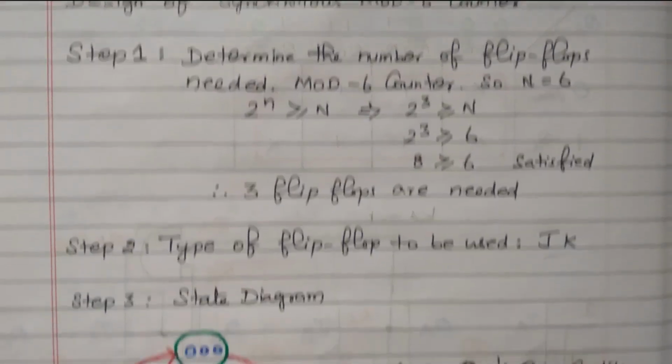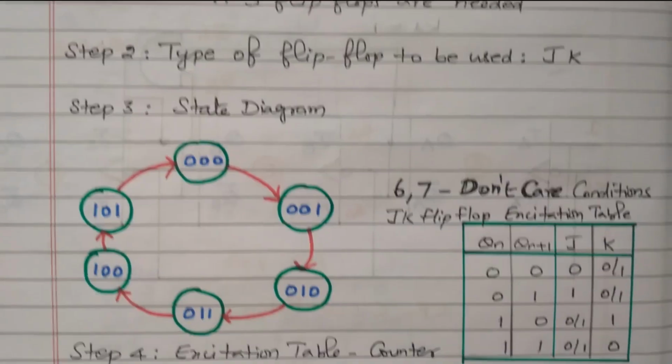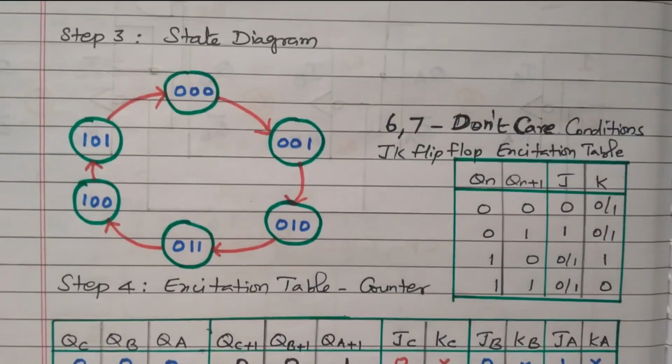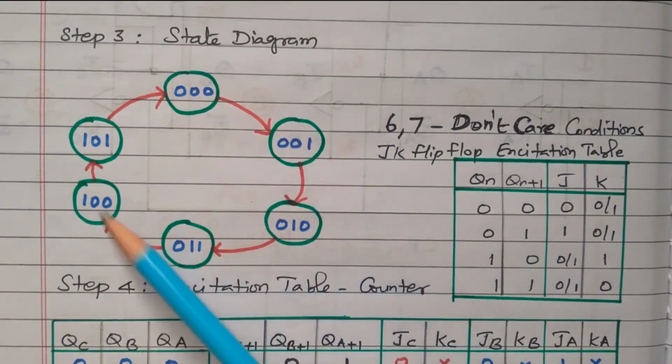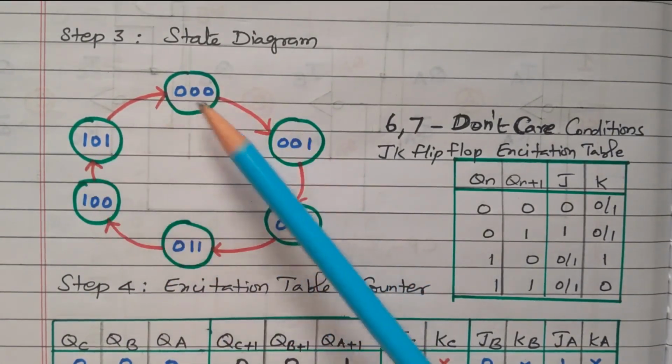The third step is to draw the state diagram. Here it is a mod 6 counter, so there are 6 states, 000, 001.